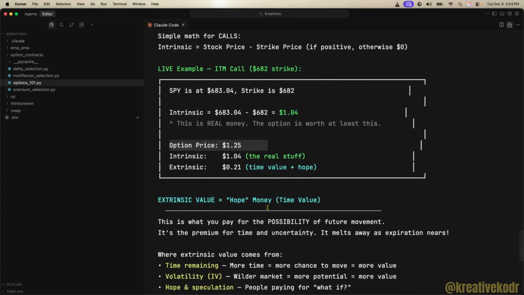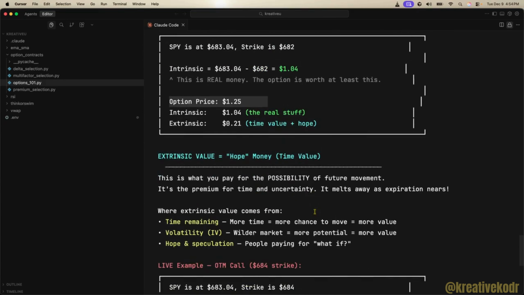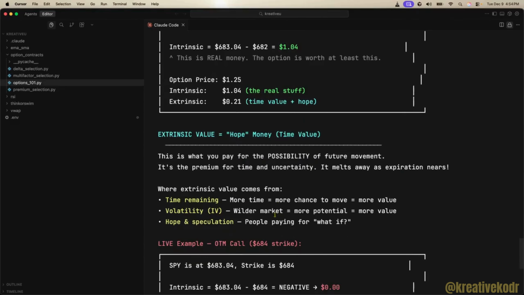So the extrinsic value is the hope money, right? It's the time value. This is what you pay for the possibility of future movement. This is the premium for the time and uncertainty, right? It melts away as the option expires. So where extrinsic value comes from: time remaining, more time equals more chance to move equals more value. Volatility, IV, remember we talked about implied volatility. Wilder market equals more potential equals more value. And then hopes and speculation, people paying for the what if.